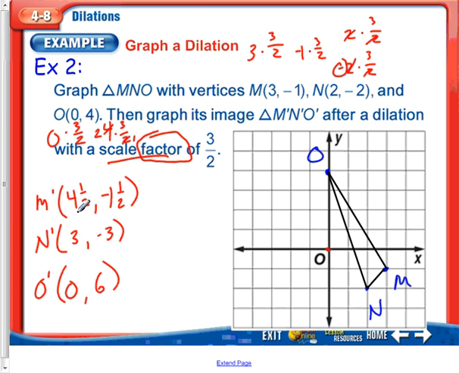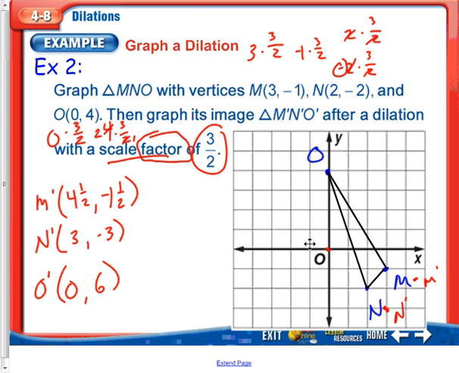So M prime is 4.5. So 1, 2, 3, 4 1/2, and then I'm going to go down 1 1/2. So my point M prime is right there. So see, it hasn't moved very far because if you think about it, we're just using a scale factor of 3/2. And then N prime is going to be (3, -3). So 1, 2, 3, 1, 2, -3. So again, it hasn't moved too terribly far.